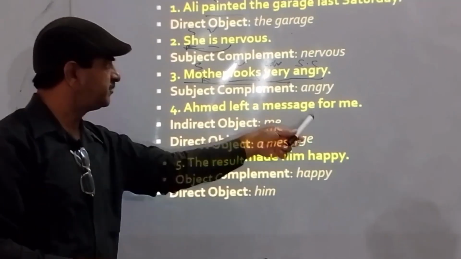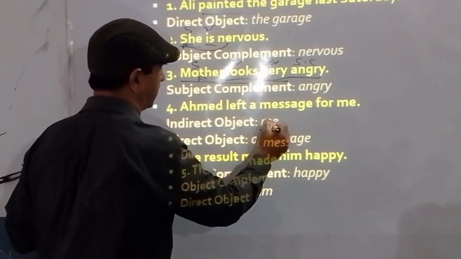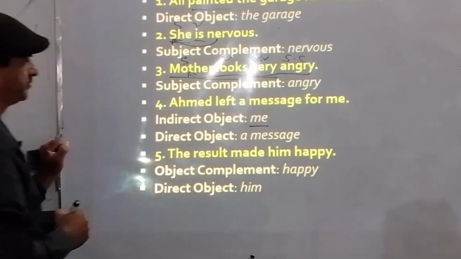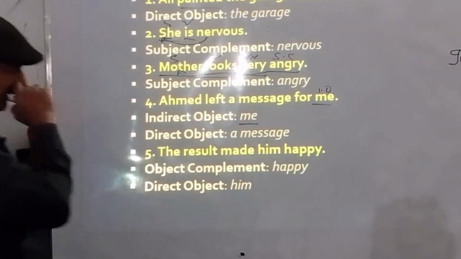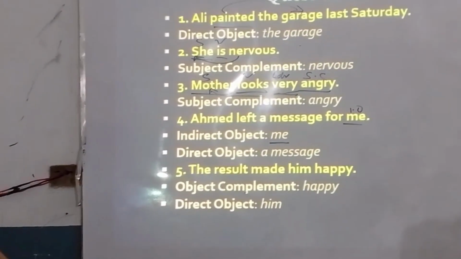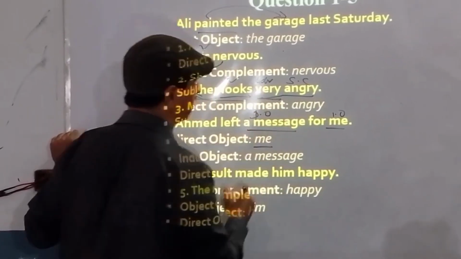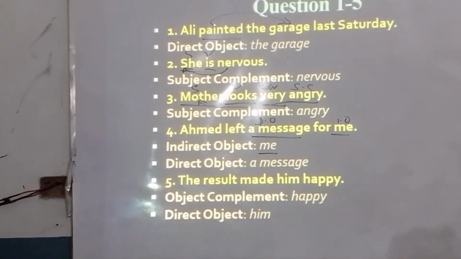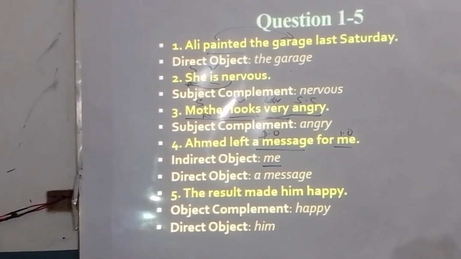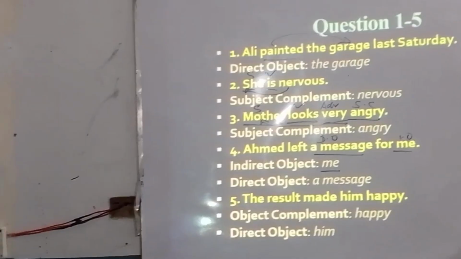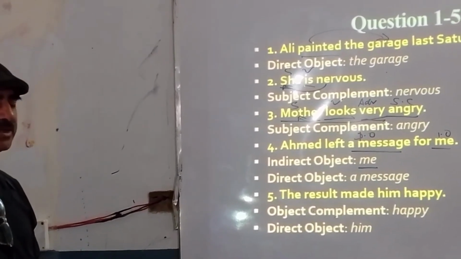Ahmed left a message for me. Now he says, me is indirect object, IO. Message is direct object. Clear? Why? Why is me indirect object?